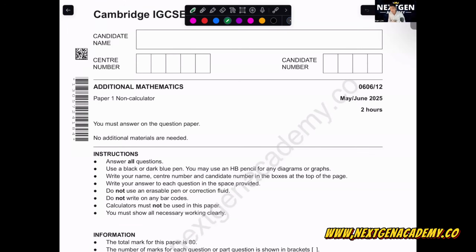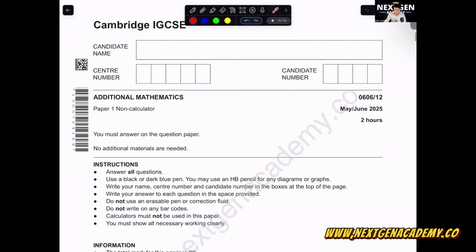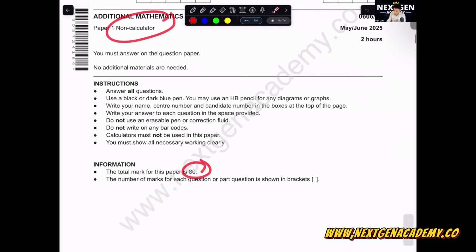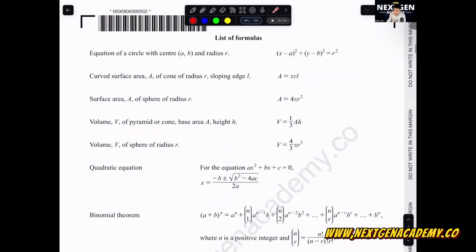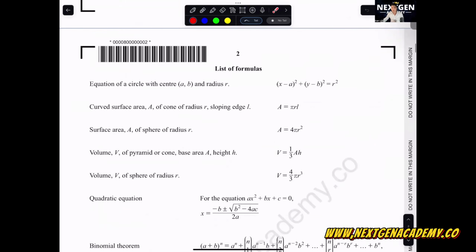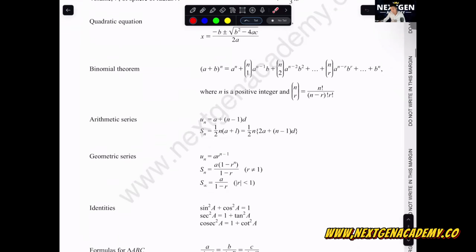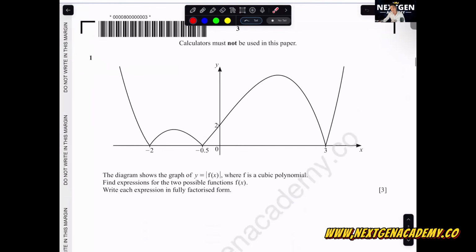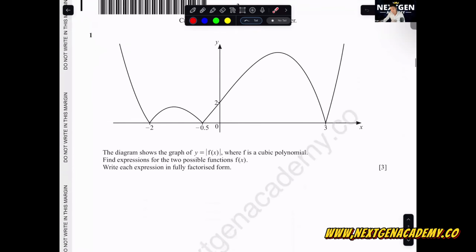Alright, welcome back my NextGen family. Today we are going to go through this paper, May-June 2025, paper 1-2. This is a non-calculator paper with 80 marks. So we'll get straight into it. So far, as mentioned, I've observed that for the papers of this current new syllabus, circle questions often come up in paper 1. I don't think the type of question will be very hard. Maybe we just need to know the theory and some circle theorems from your mathematics. Let's look at number 1.